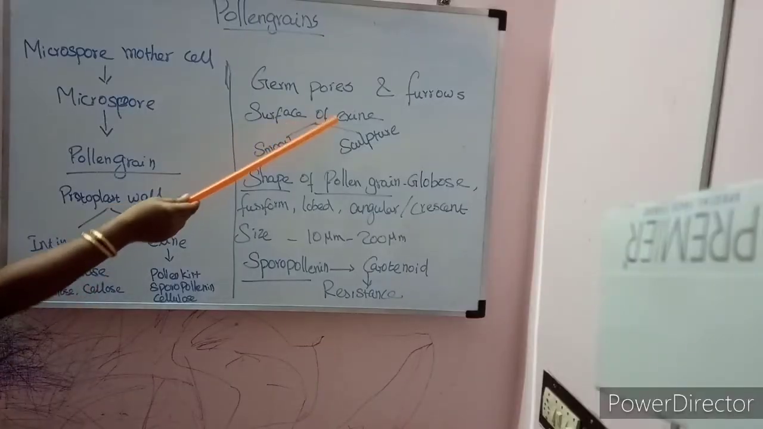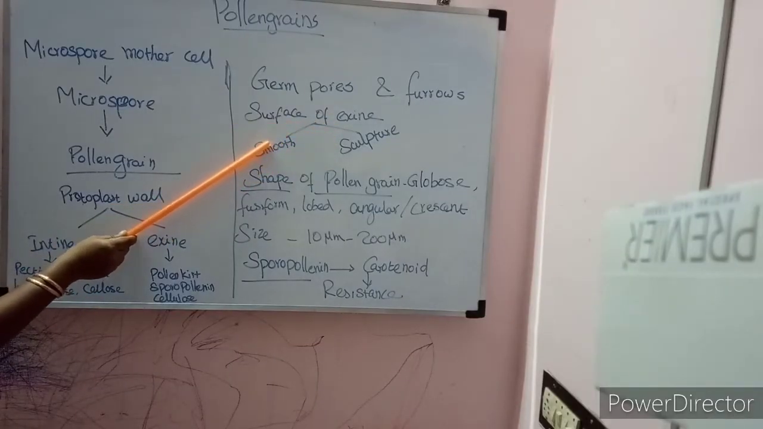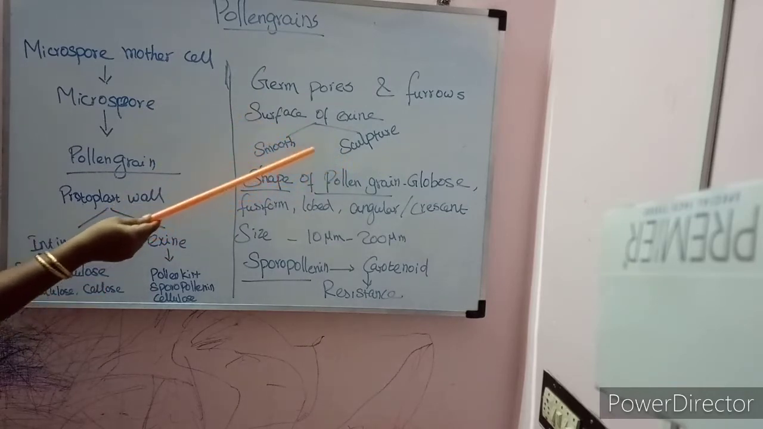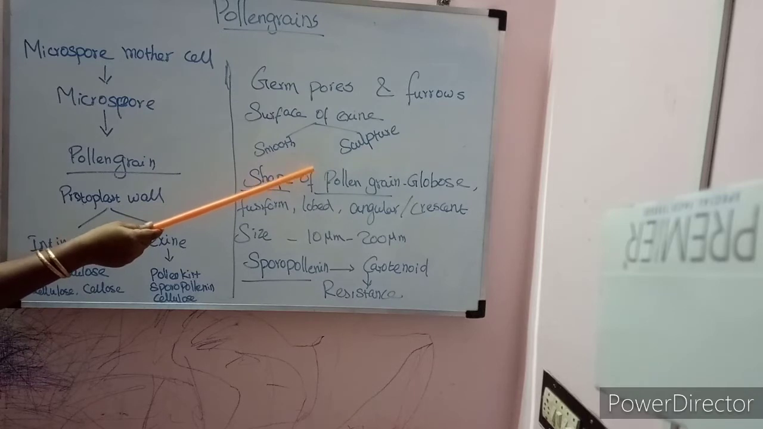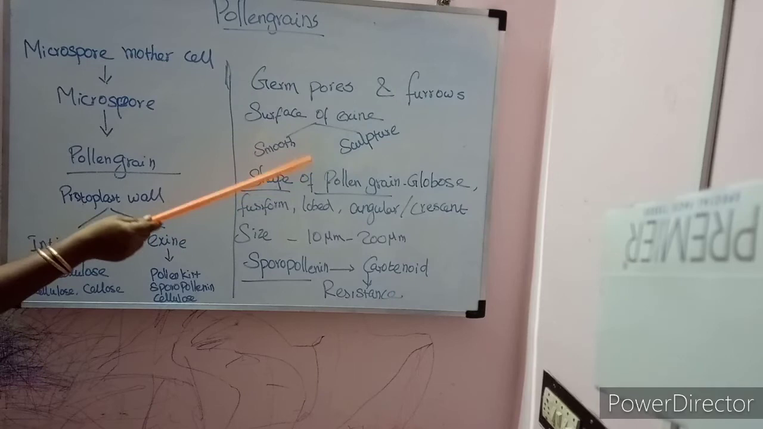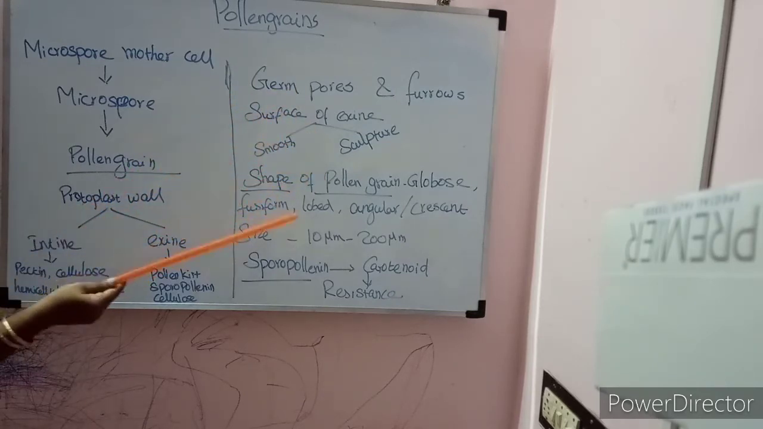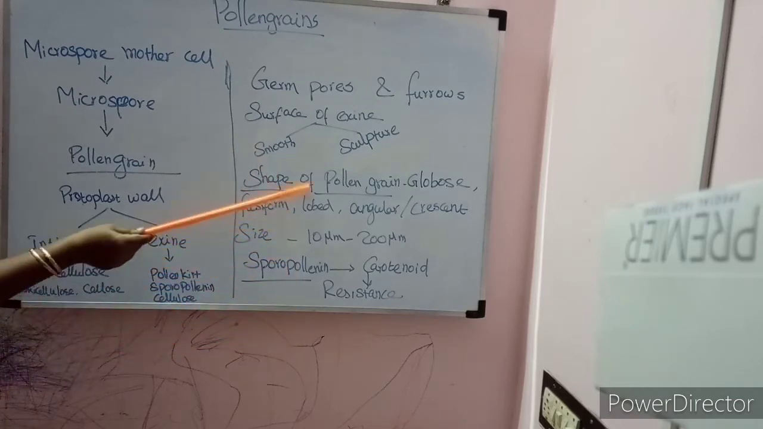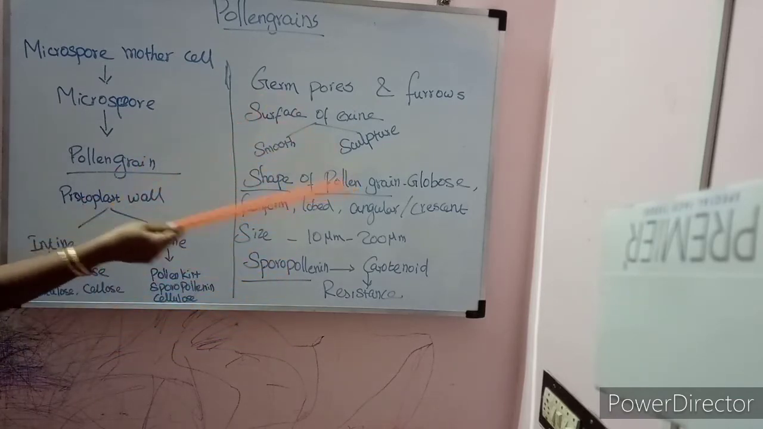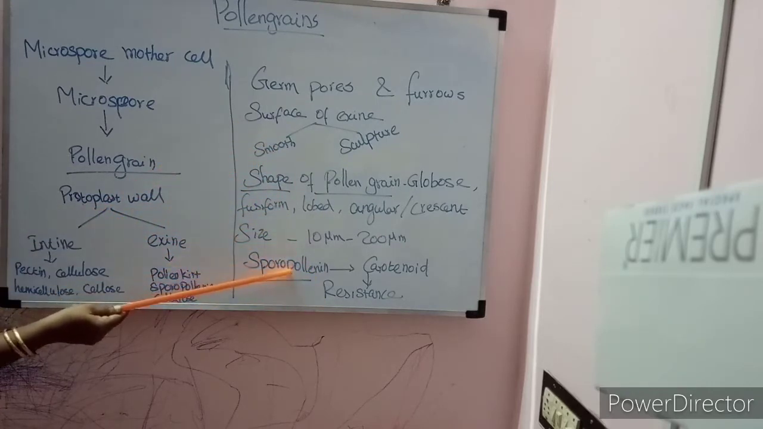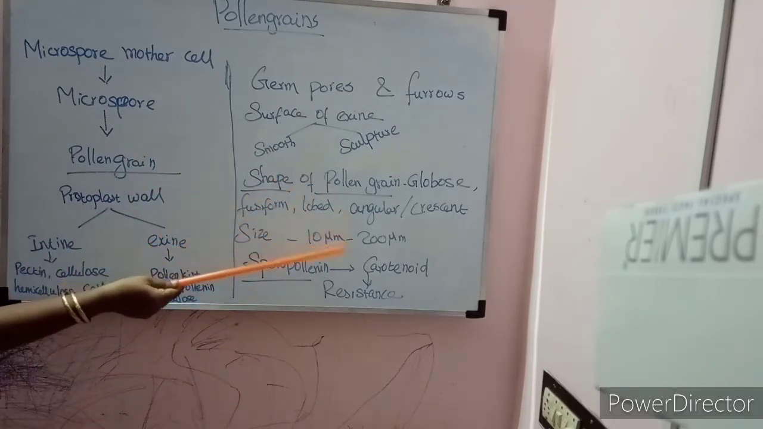Now the surface of the exine may be smooth, and in some species it will be sculptured in various patterns like rod shape, grooved, punctate. The sculpture pattern on the sculptured exine helps to identify and classify the particular species. The shape of pollen grains varies from species to species. It may be globular, fusiform, lobed, crescent shaped, anything. Size of the pollen grains also varies according to the species, from 10 micrometer to a maximum of 200 micrometer.